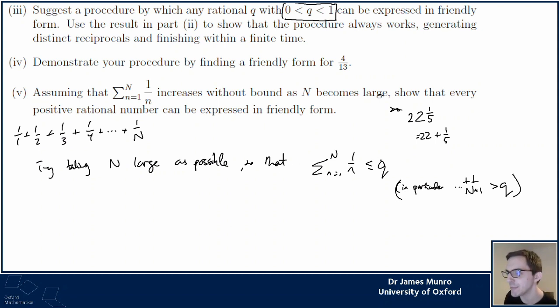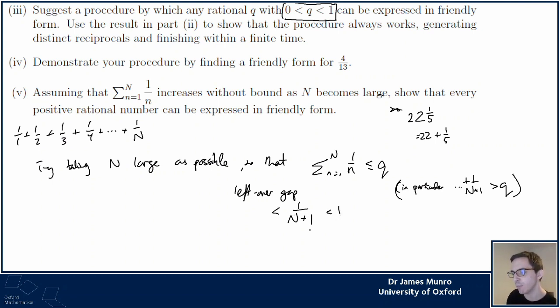Now we've got a leftover bit. We've got some distance to go between this sum and q. I've been greedy and thrown in loads of these fractions. I suppose the leftover gap has got to be less than 1 over m plus 1. If the gap to q were bigger than 1 over m plus 1, then just chuck in 1 over m plus 1 as well. Keep going. Okay, so my leftover gap is less than 1 over m plus 1.